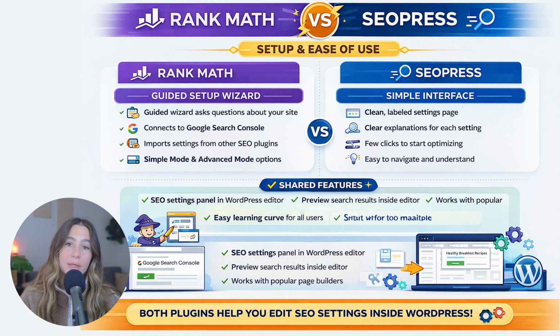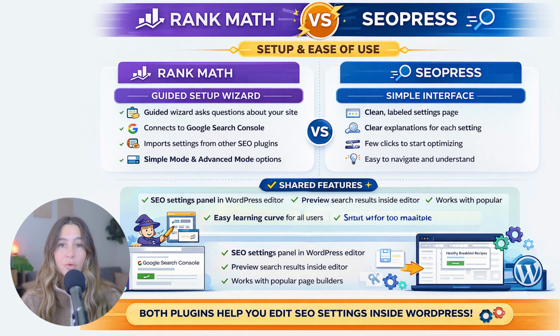Another helpful feature during setup is that Rank Math can import settings from other SEO plugins. If you're switching from a different tool, this saves you from having to manually reconfigure everything. After the initial setup, Rank Math gives you two modes. There's a simple mode for beginners and an advanced mode for users who want more control over settings. SEOPress takes a more straightforward approach. Instead of a guided wizard, you get a clean settings page with clearly labeled sections. Each setting includes a short explanation so you can understand what it does before turning it on.